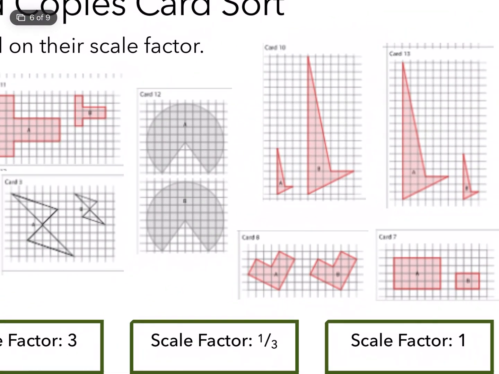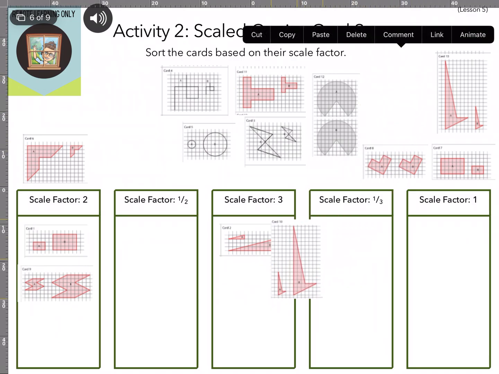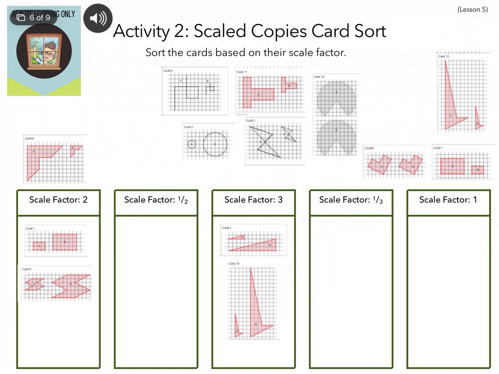So I'm going to count along the back side because that's the straight line. So I've got 1, 2, 3, 4, 5, 6. And then 1 through 18. So 6 times 3 gives me 18. So this one has a scale factor of 3.